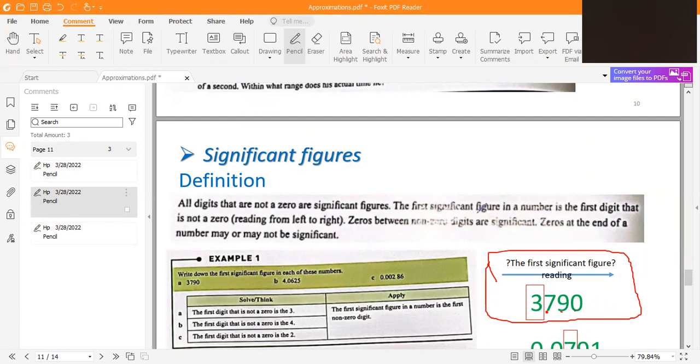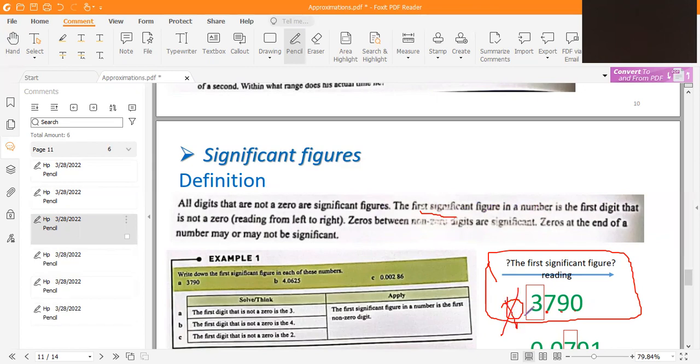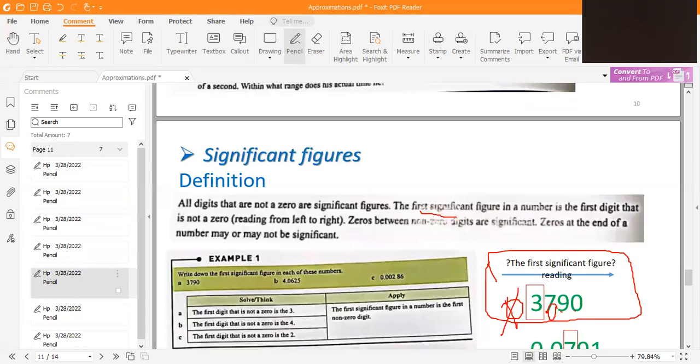So the first significant figure in a number is the first digit that is not 0. So we have here a condition when we read the number from left to right: the first digit should not be a 0. So if the number starts with 0, like 0, 3, 7, 9, this 0 is useless for us. It is not a significant figure. But if we have a 0 inside between two digits, the 0 inside is a significant figure.